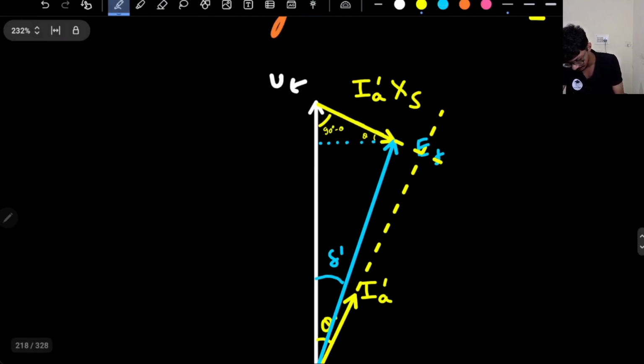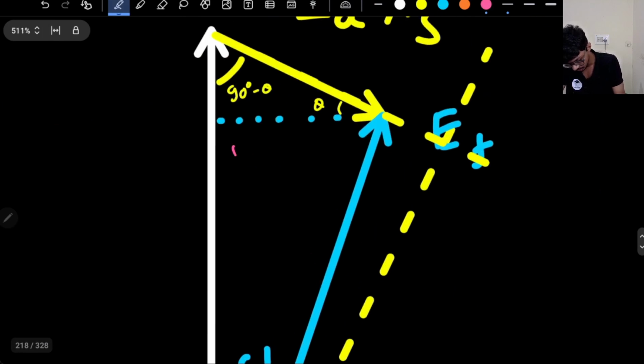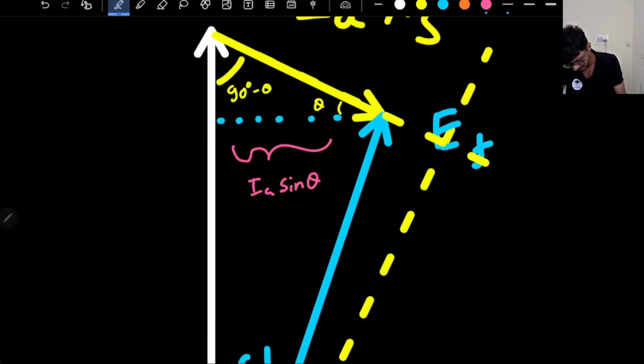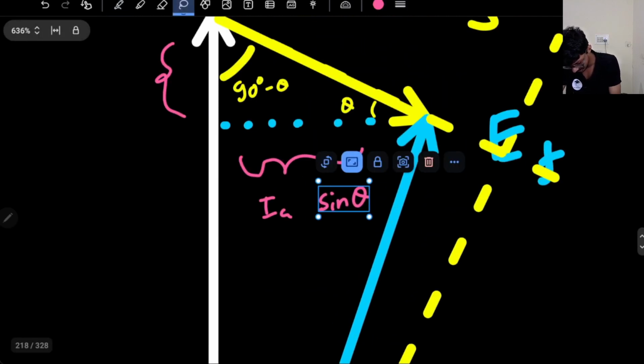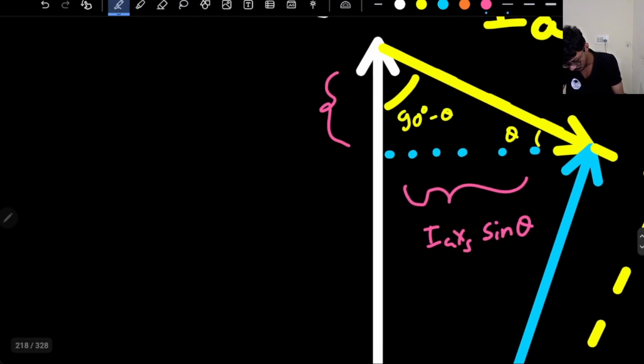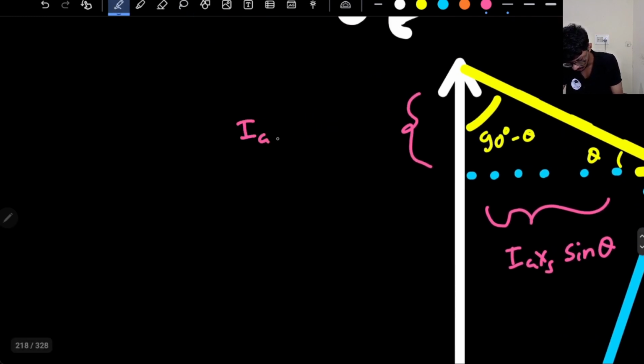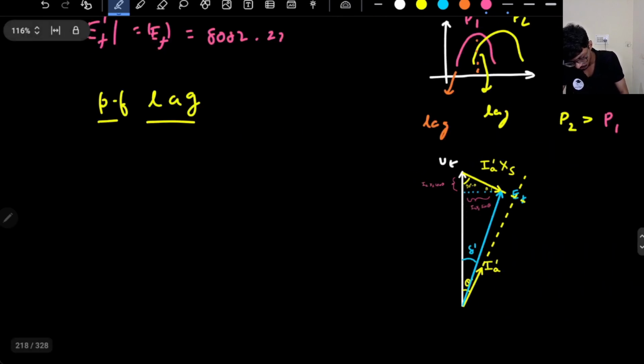One projection will be here. What will be this length? This length will be Ia Xs sine theta, and this much amount of length will be Ia Xs cos theta. Okay, so what will be my Ef?